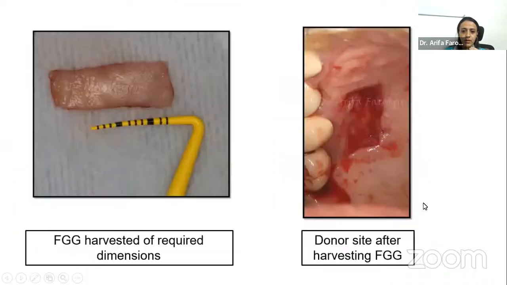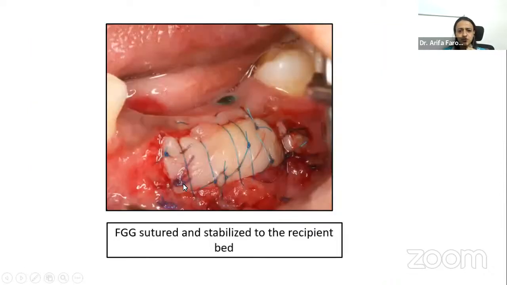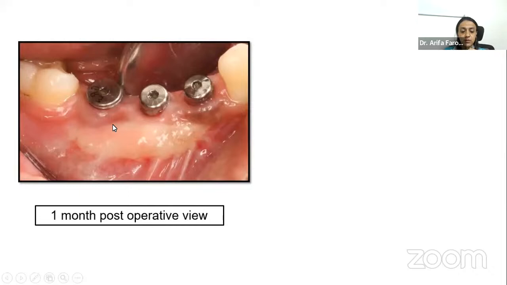Okay. Then we harvested a free gingival graft. The free gingival graft was harvested from the palate, taking care of the anatomy. Then this free gingival graft was sutured and immobilized onto the recipient bed by using various sling sutures and interrupted sutures. Okay. Now you can appreciate this is a 1 month post-operative view. Now this mucogingival junction has come here. A thick firm tissue has been formed.